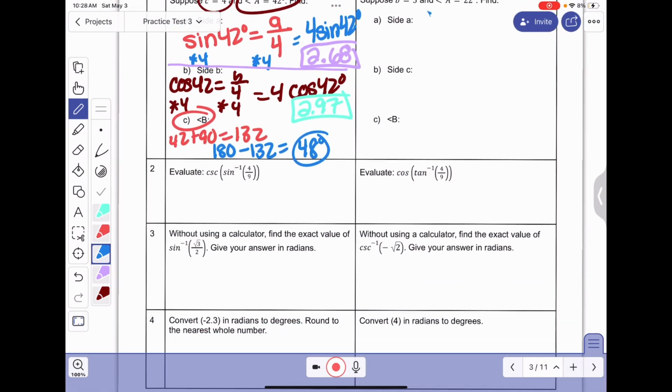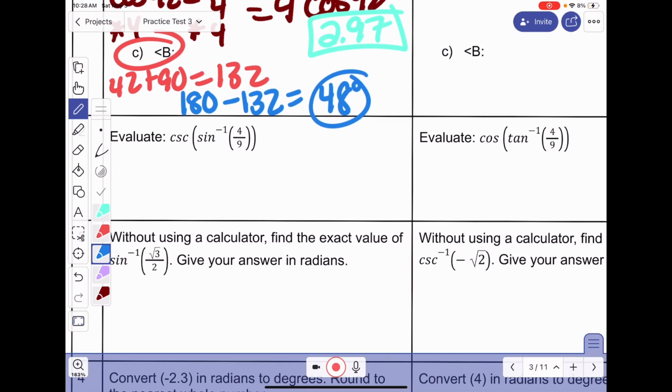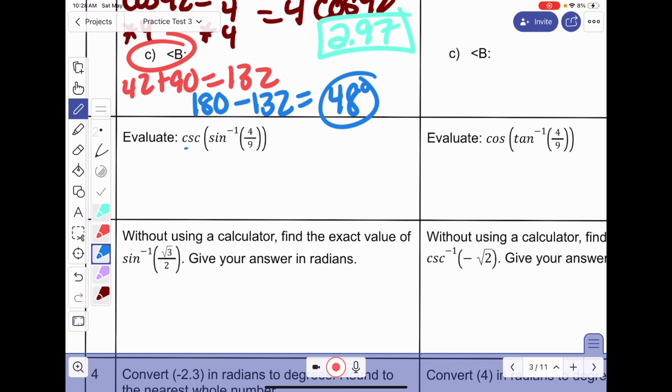All right, let's look at number 2. So number 2, we've got cosecant and sine. Now, cosecant is the reciprocal function of sine, so they're going to undo each other. So you may recognize that they're going to be related. So the reciprocal is just going to flip this. So the answer is 9/4.